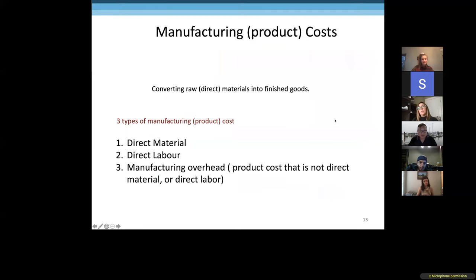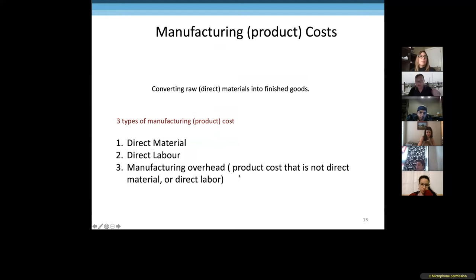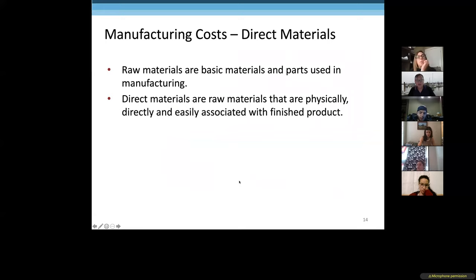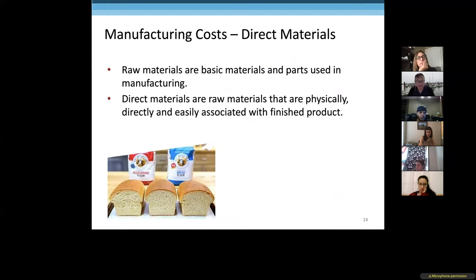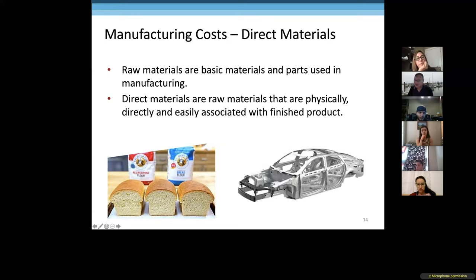Okay, so move on. Manufacturing has three types of cost: direct material, direct labor, and manufacturing overhead. What are direct materials? They are the raw materials that are physically, directly, and easily associated with the finished product. So with bread, what's the direct material? Well, the flour. This is a car, right? What is the direct material? Well, the steel. You can touch it, feel it, right?